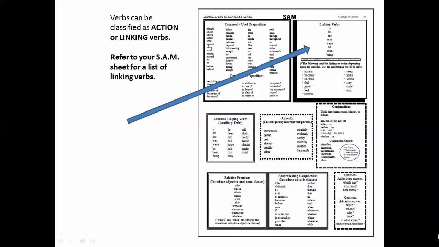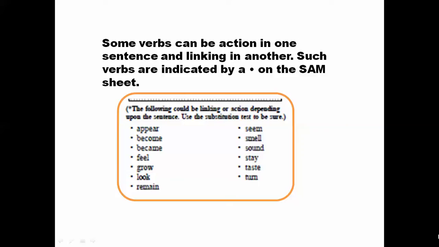Verbs can be classified as action or linking verbs. And if you refer to your SAM sheet, you'll see the list of linking verbs that I just read to you. Some verbs can be action in one sentence and linking in another. Such verbs are indicated by a dot on the SAM sheet.